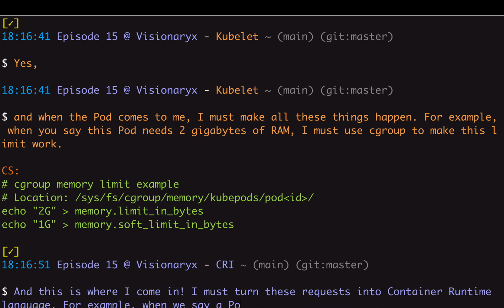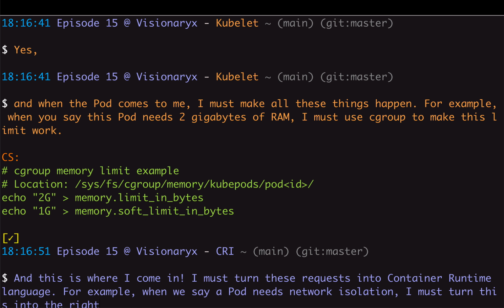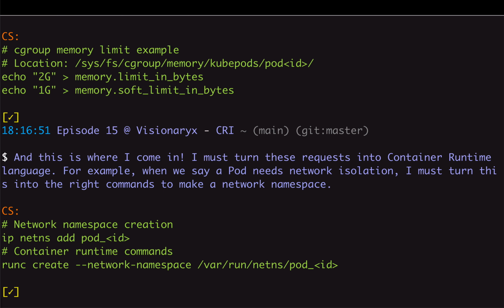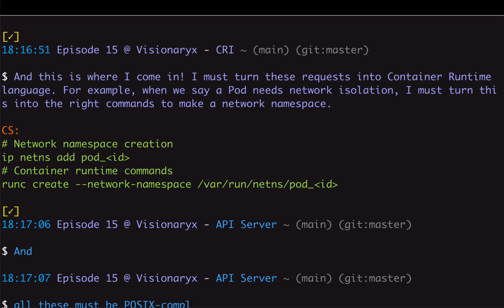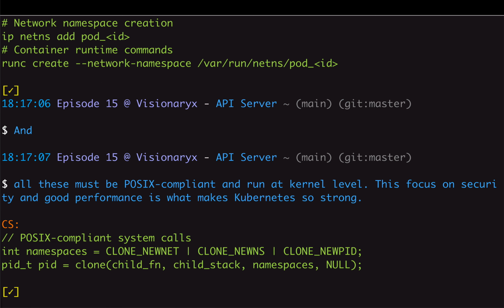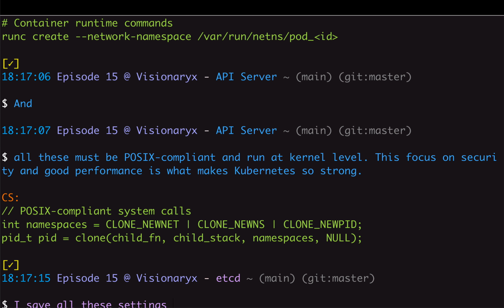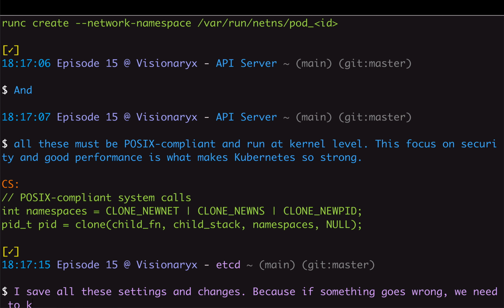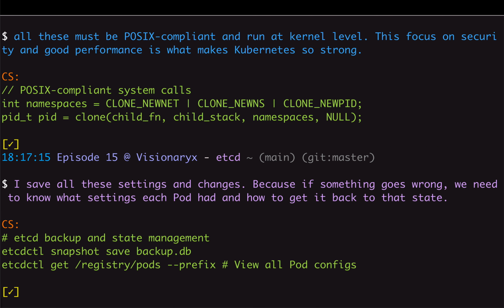I must turn these requests into container runtime language. For example, when we say a pod needs network isolation, I must turn this into the right commands to make a network namespace. And all these must be POSIX compliant and run at kernel level. This focus on security and good performance is what makes Kubernetes so strong. I save all these settings and changes, because if something goes wrong, we need to know what settings each pod had and how to get it back to that state.